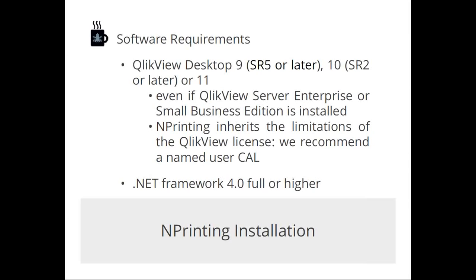So even if the QlikView server is Enterprise or Small Business Edition, these versions are all supported. NPrinting inherits the limitations of the QlikView license. So we recommend using a named user CAL. If you have, for example, a document CAL, you'll only be able to create reports for that single document. And that creates a pretty strong limitation for your NPrinting developer. So we strongly suggest that you use a named CAL in order to develop NPrinting reports.